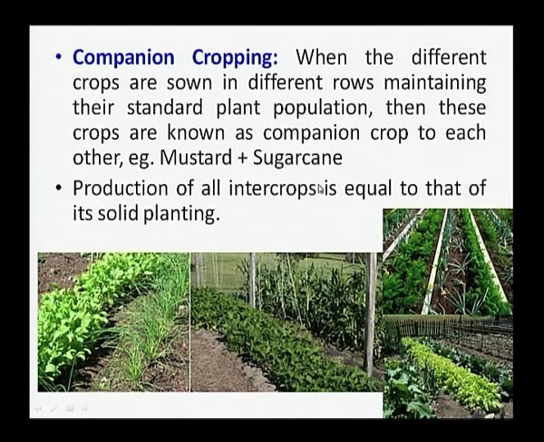Another is companion cropping. When different crops are sown in different rows maintaining their standard plant population, then these crops are known as companion crops. For example, mustard and sugarcane. In companion cropping, production of all the intercrops is equal to that of their solid planting. So if we grow the plant in sole cropping, the production is the same as in the intercrop.